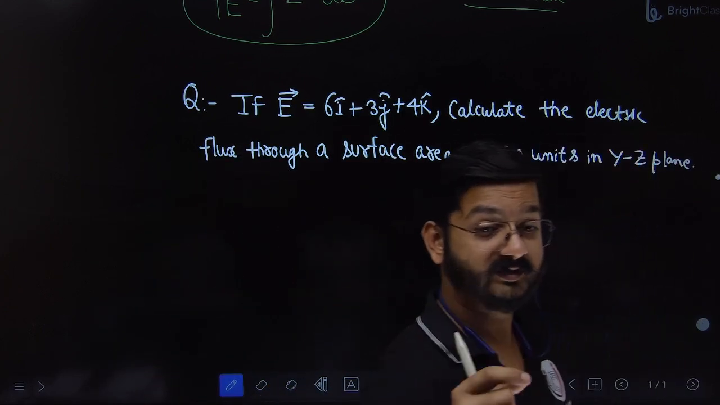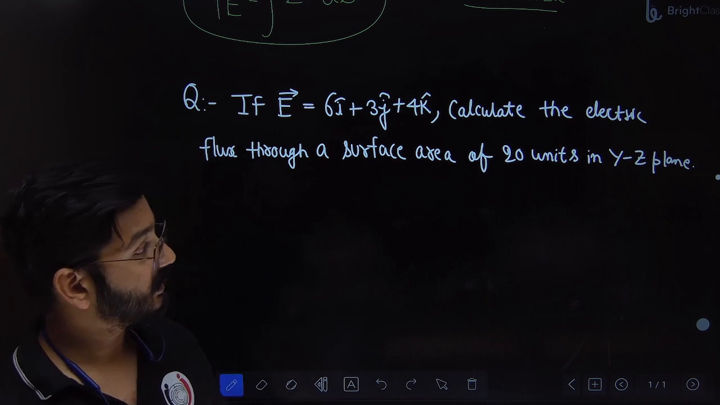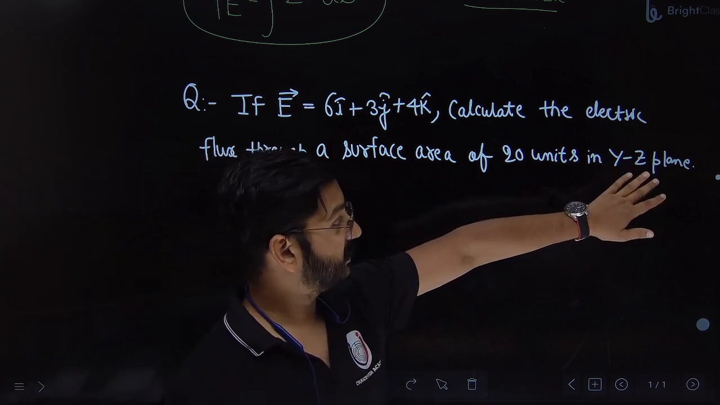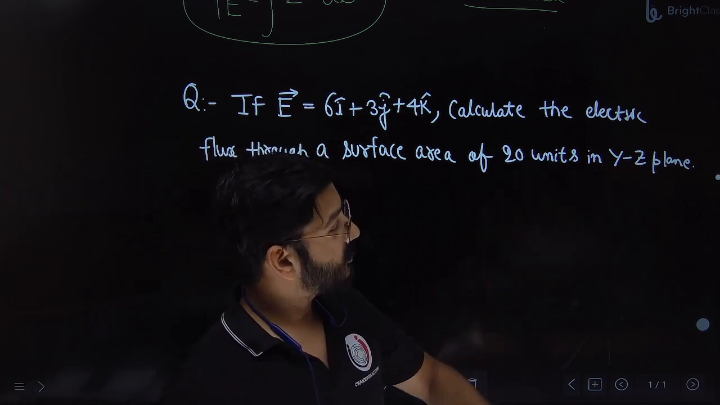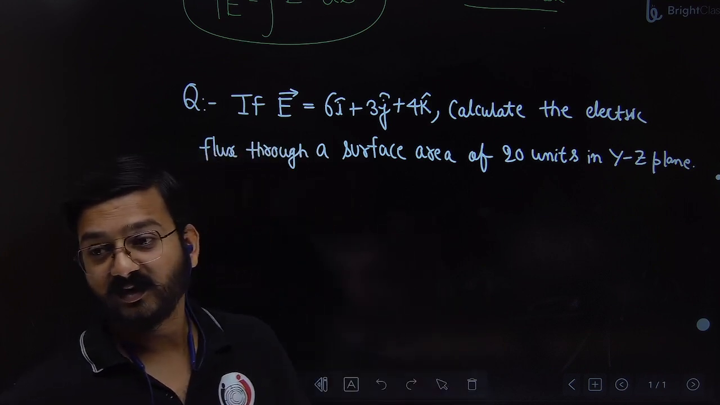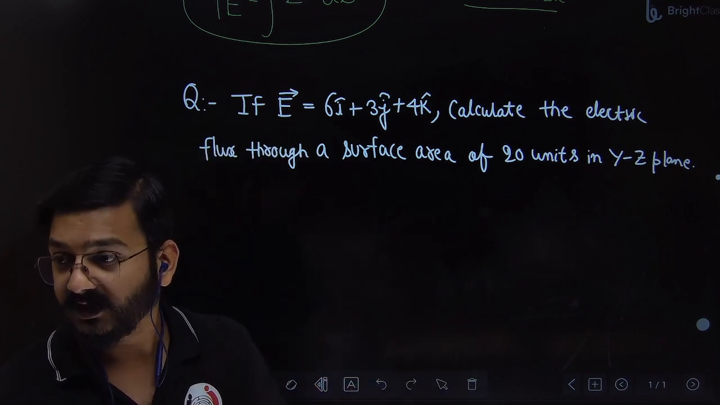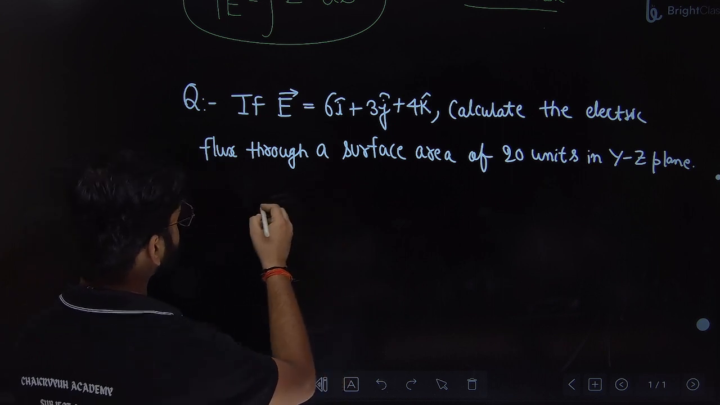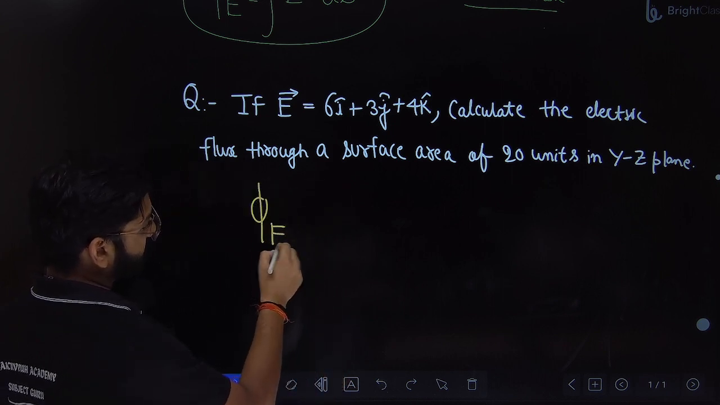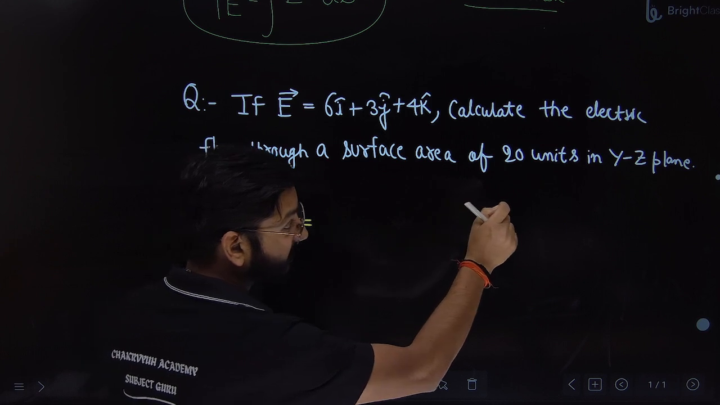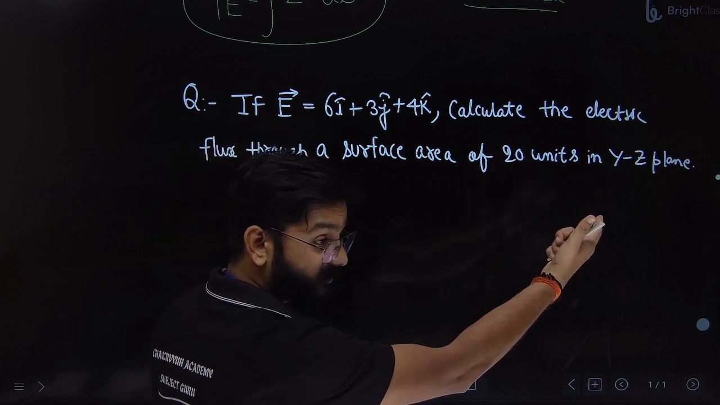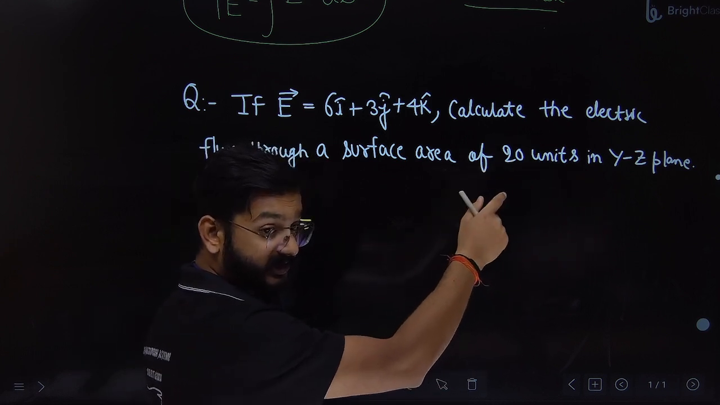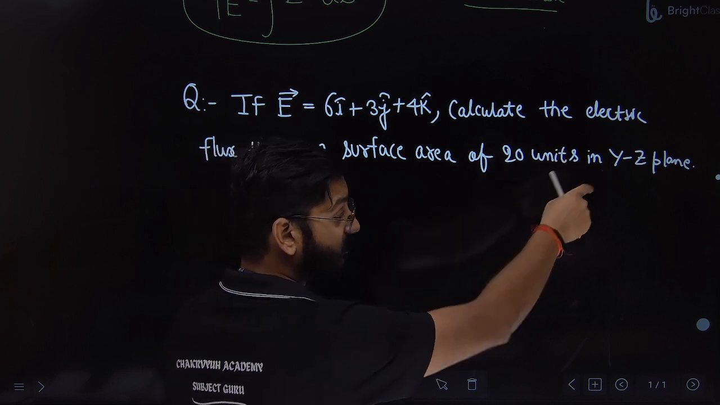Area vector should be always perpendicular to the surface area. So surface area is YZ. Area should be perpendicular to YZ. So the direction which is perpendicular to Y and Z both is what? So let's write down. Do write down the area vector is 20 I cap. X direction, 20 I cap, because it should be perpendicular to YZ.